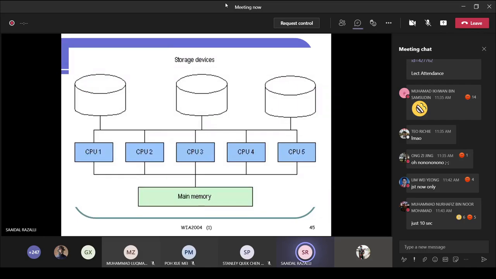So this is a typical setup of multiple processors. If there are 5, you can run up to 5 processes simultaneously. Of course, main memory, your RAM, also must be very big to be able to withstand all the CPUs installed in that machine.